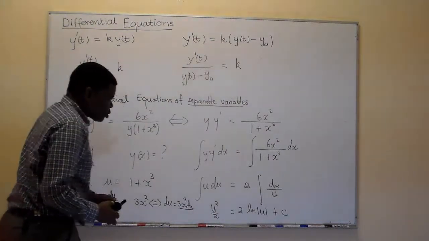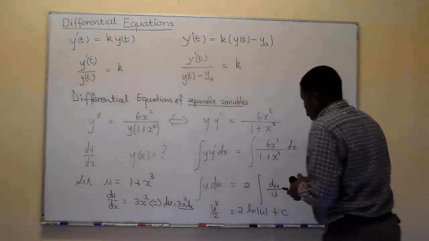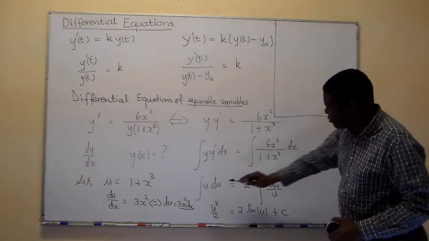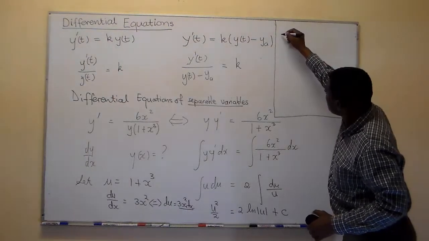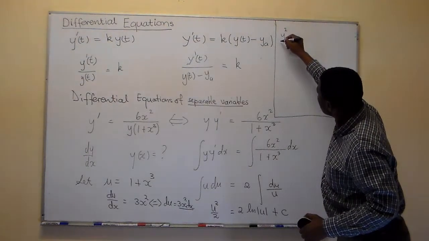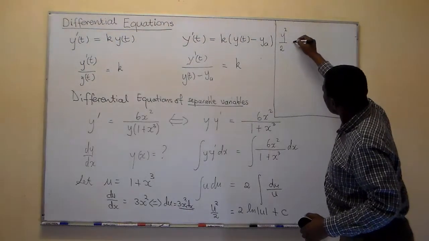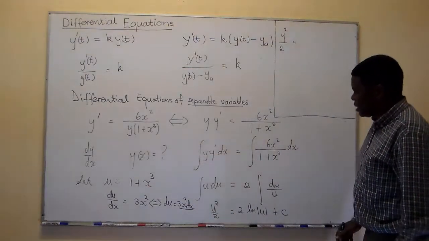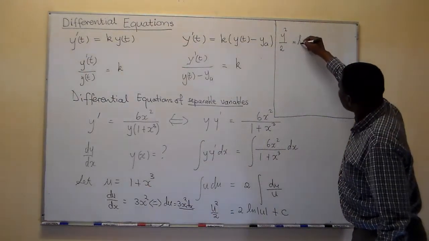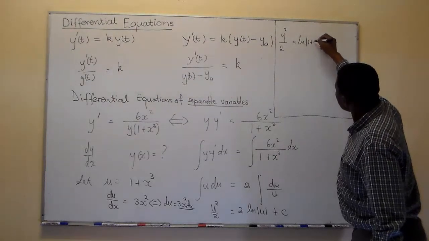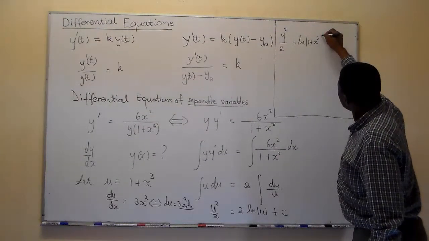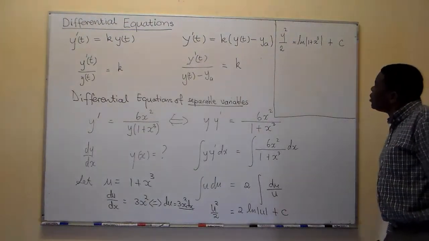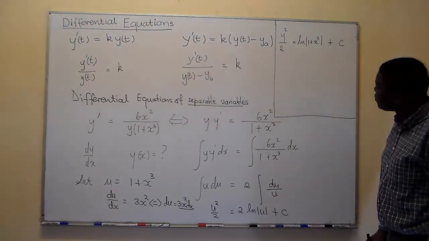In this case, we're going to continue somewhere here. Let's say on the left hand side, our u was y, which means we've got here y squared over 2 equals 2. On this side, our u is 1 plus x cubed. Then we're going to have here ln of 1 plus x cubed plus c. So now I think we've finished solving our differential equation.